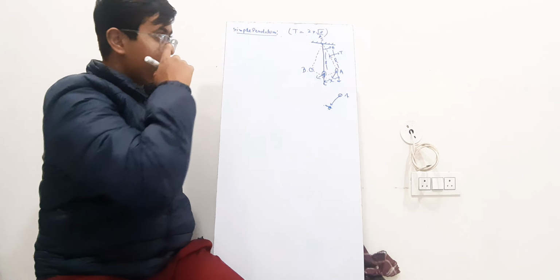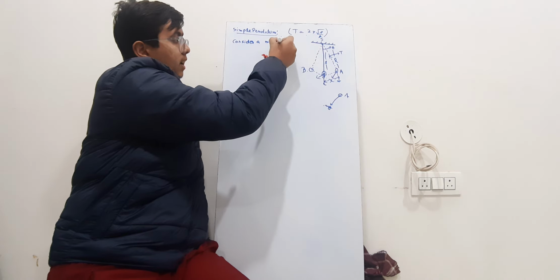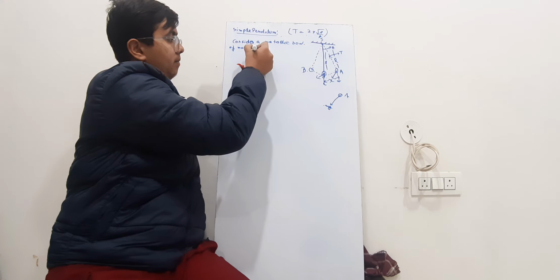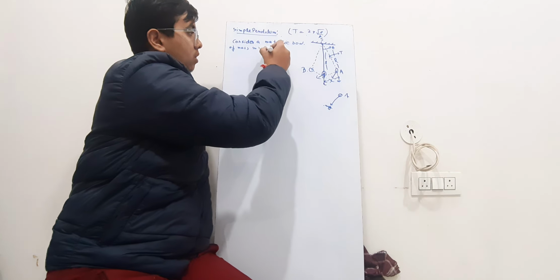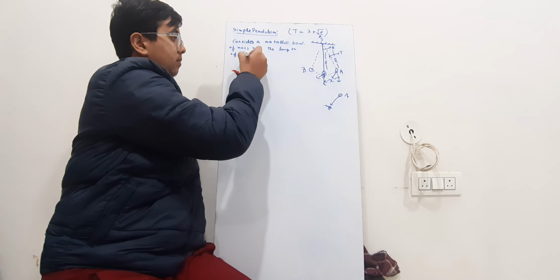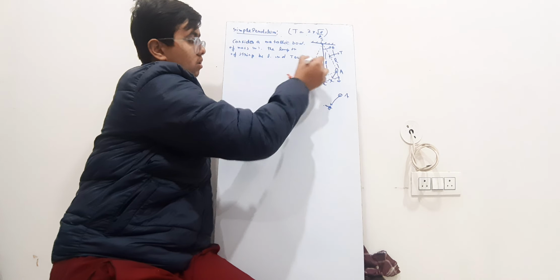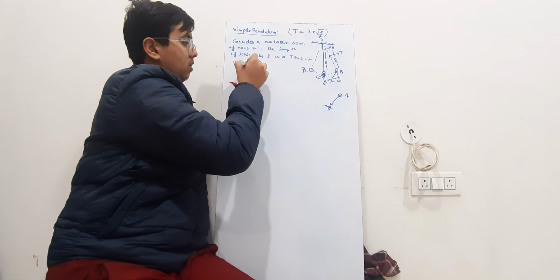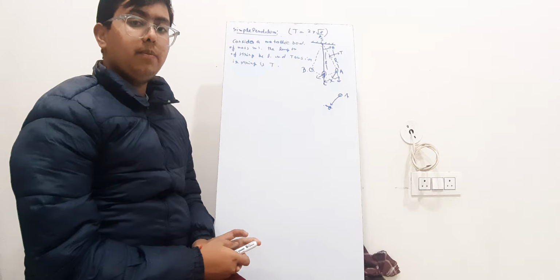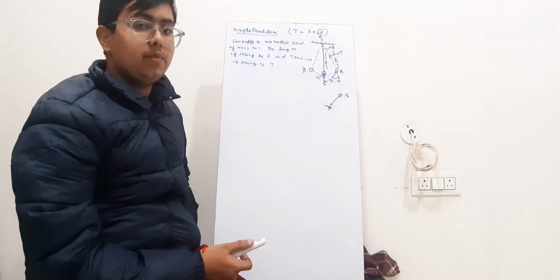Now consider a metallic bob of mass m, the length of the string is L, and the tension or force in the string is T. Now at point A, the weight of the simple pendulum is resolved into two rectangular components, which are mg cos theta and mg sin theta.